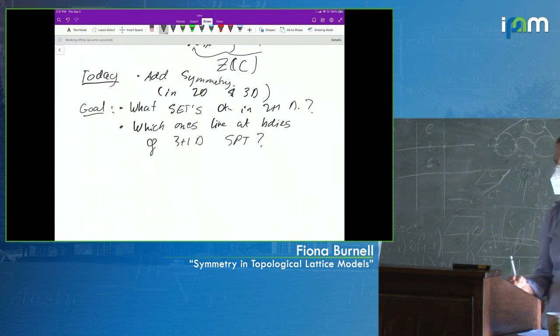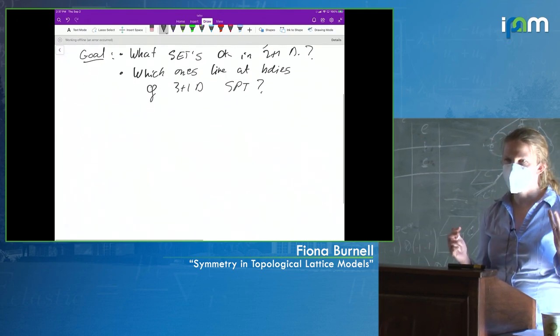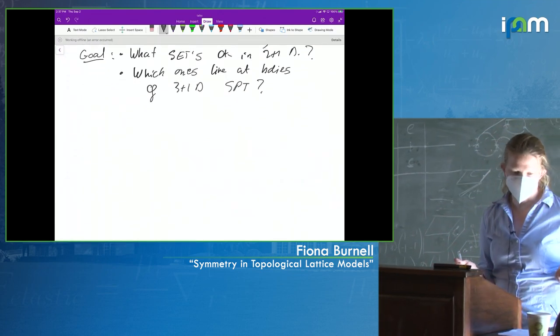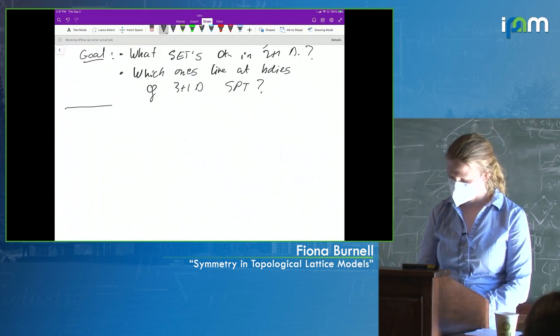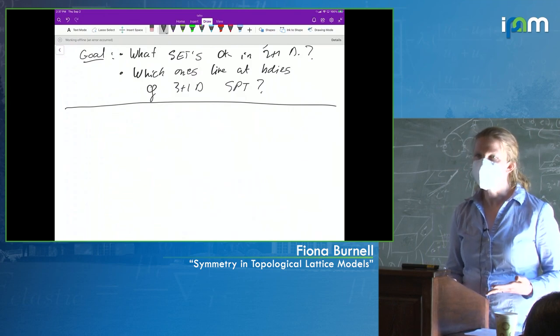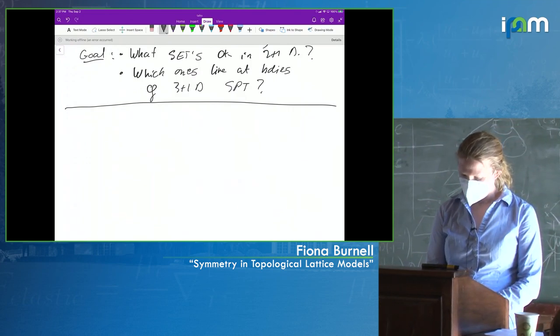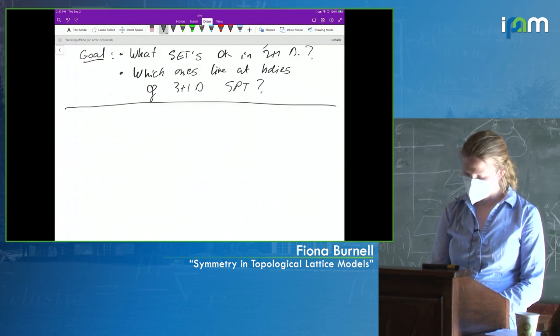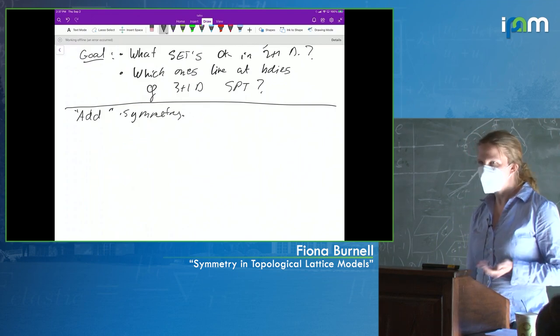So these are the physical questions that would motivate going to the trouble of looking in detail at how we add symmetry to these lattice models. And so let me begin in 2 plus 1D, since that's where we left off. The first thing we need to do is understand how to add symmetry. And let me explain what I mean by this.